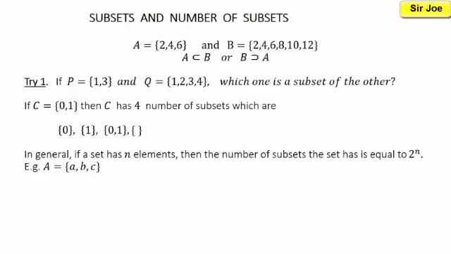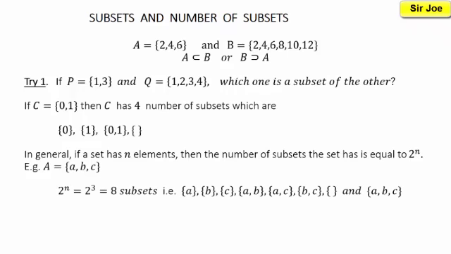Now let's take this example. A is equal to {A, B, C}, and we want to know the number of subsets in A and also list them. So we know that A has how many elements? 3 elements. Going by our formula 2 exponent n, it's going to be 2 exponent the number of elements, which is 3, and 2 exponent 3 will give us what? 8. So we have 8 subsets.